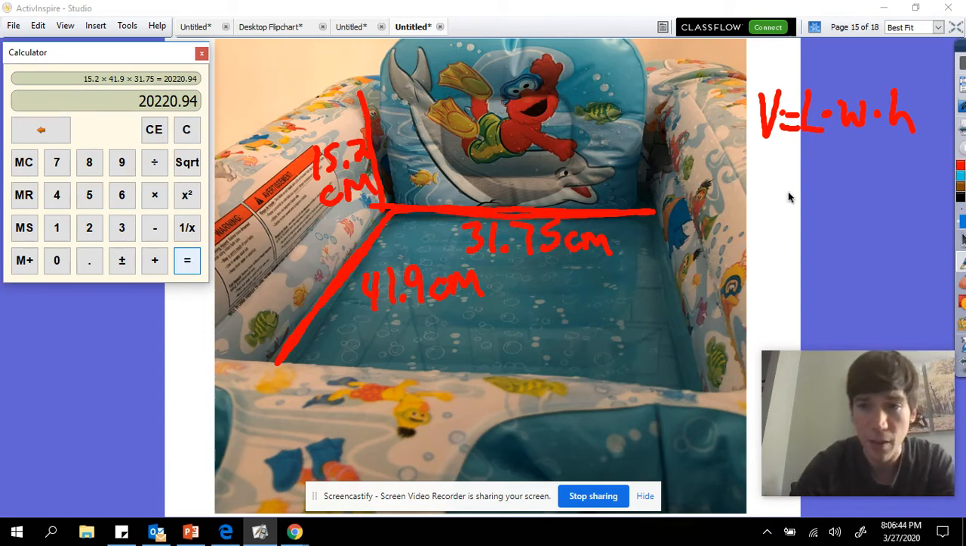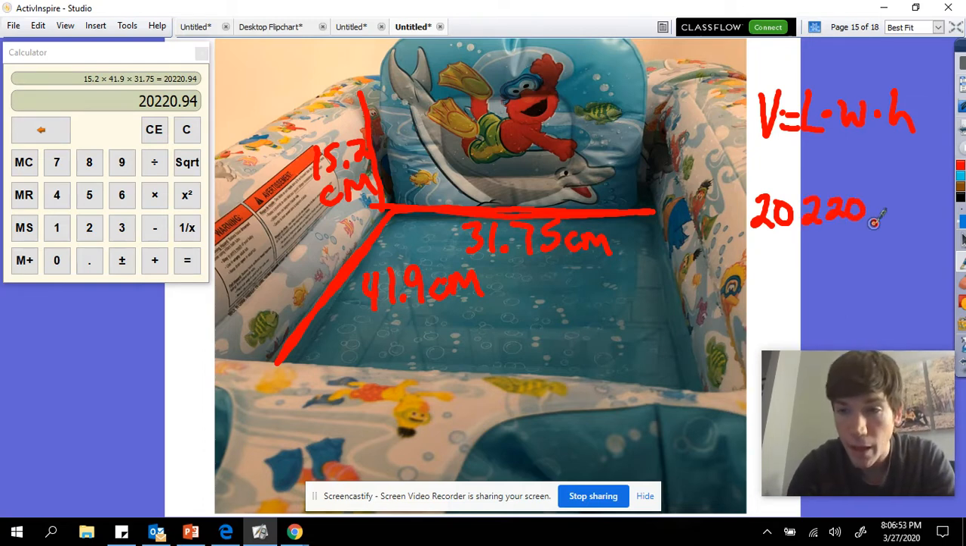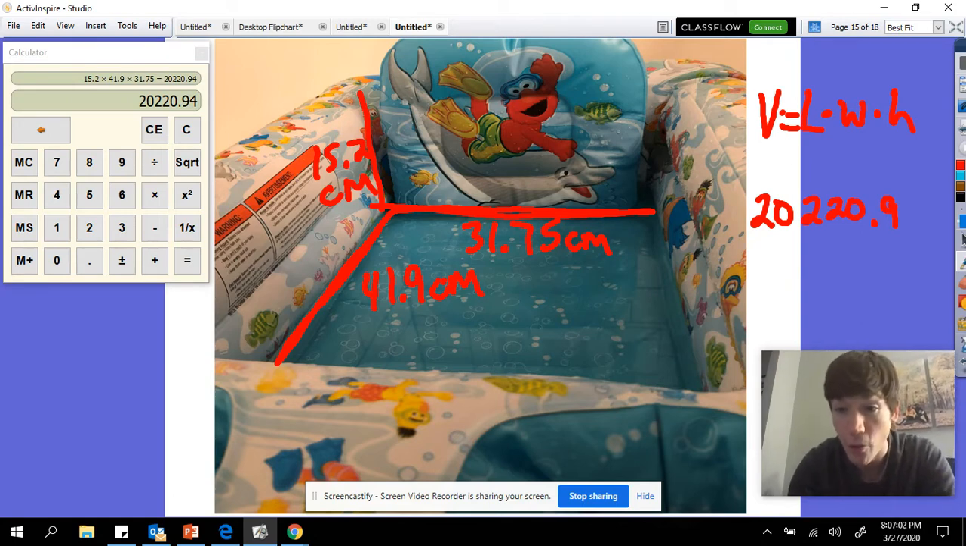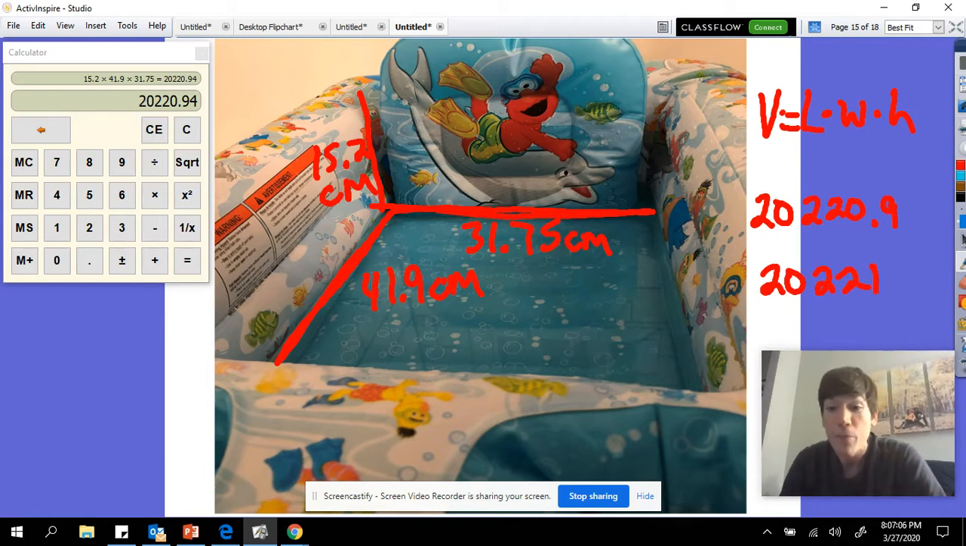So I'm going to write this over here. We're going to round this: 20,220 and 9/10. We'll just round that to the tenths place. And even if we wanted to, we could round it to the nearest whole number. Since that 9/10 is almost another whole, we could say 20,221. Now, remember, we're talking about volume, and we are measuring in centimeters, so that's going to be cubic centimeters.